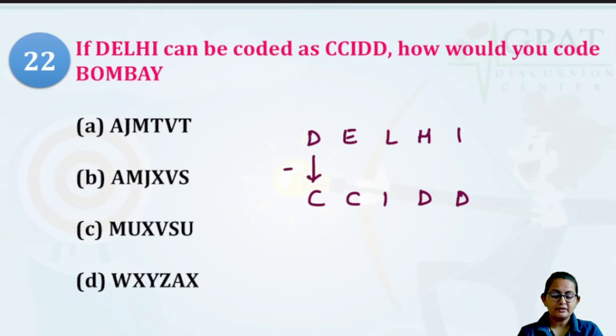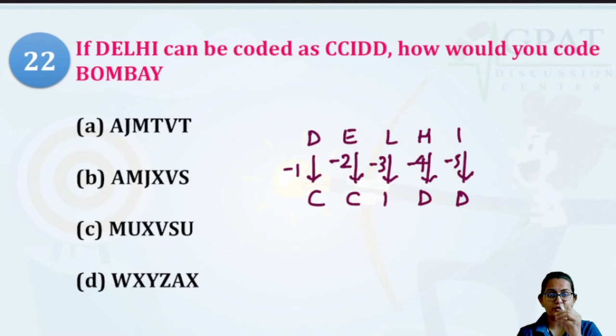D, when reversed, when in the reverse position, -1 leads to C. Then E -2 leads to C. Then L -3 leads to I, H -4 leads to D, I -5 leads to D. In the sense we are going in the progressive manner, but in the reverse order: -1, -2, -3, -4, -5.